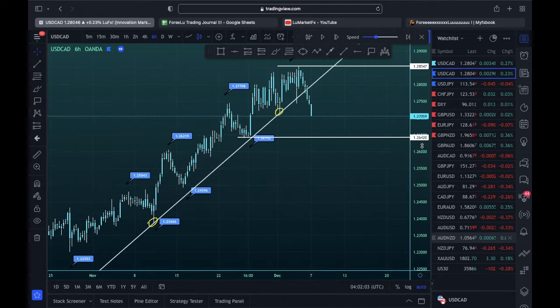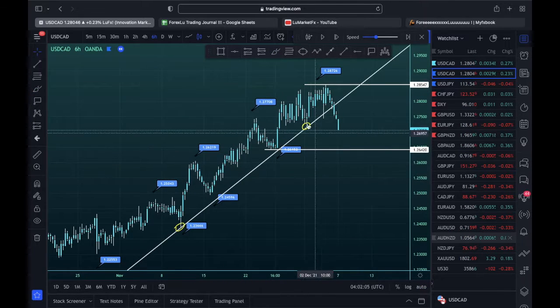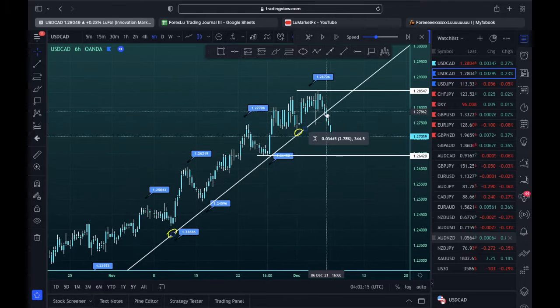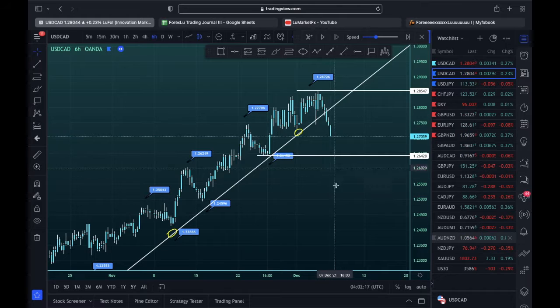So if we're looking at market structure, we're in a bullish phase right now, right? We're in a bullish push. So we're only looking to be taking buys. I wouldn't be looking to take any sells right here, right? Even if it broke this trend line, you might think that it would just drop, but I wouldn't, just because it broke the trend line.